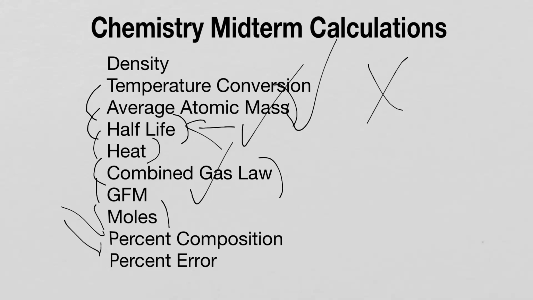Make sure you practice all the different types of questions that you could possibly see on the test. Average atomic mass for sure shows up all the time. Half-life for sure shows up all the time.